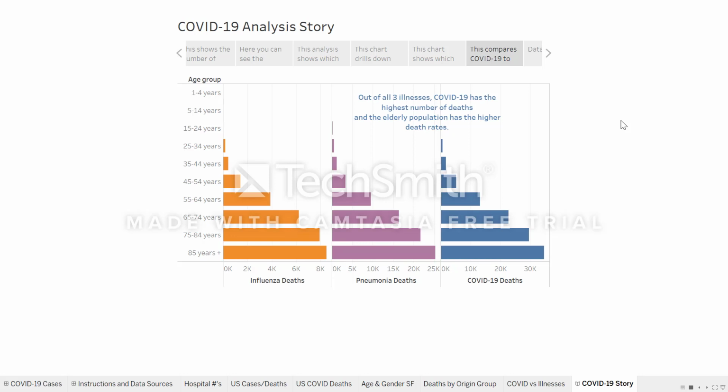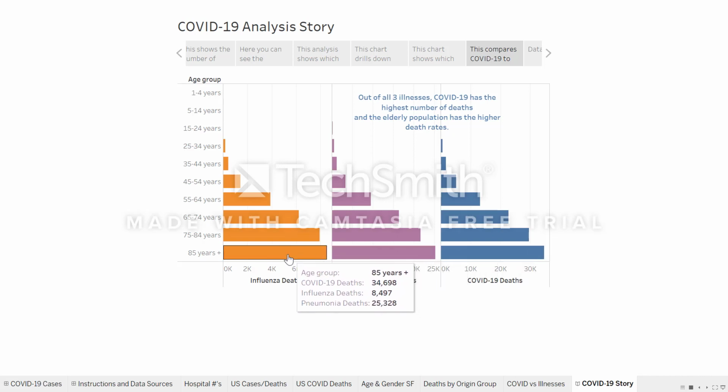My final chart here shows the comparison between influenza, pneumonia, and COVID-19 deaths in the U.S. When compared to other big diseases that have had high death numbers, COVID-19 still has the highest death numbers out of all three of these diseases. And also, out of all three of these diseases, the elderly population has had the higher risk factor and the number of deaths, as you can see here.